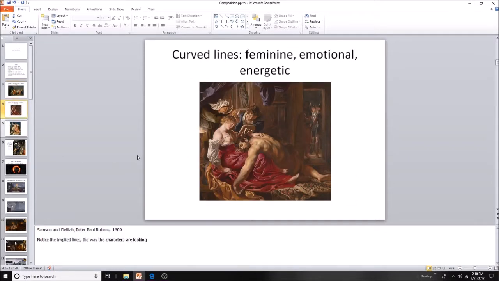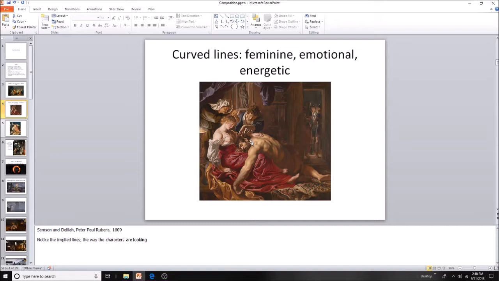Here's another type of composition, using curved lines, and we often associate curved lines with emotion or the feminine. What we're looking at is when Delilah cuts Samson's hair. It's this Bible story, and of course she's gotten him, he's passed out and asleep, and here she is in this sensuous curved composition. Then we see these people looking over, and here's an implied line, because you're going to follow where they're all looking. And where are they all looking? Down here at the point of interest.